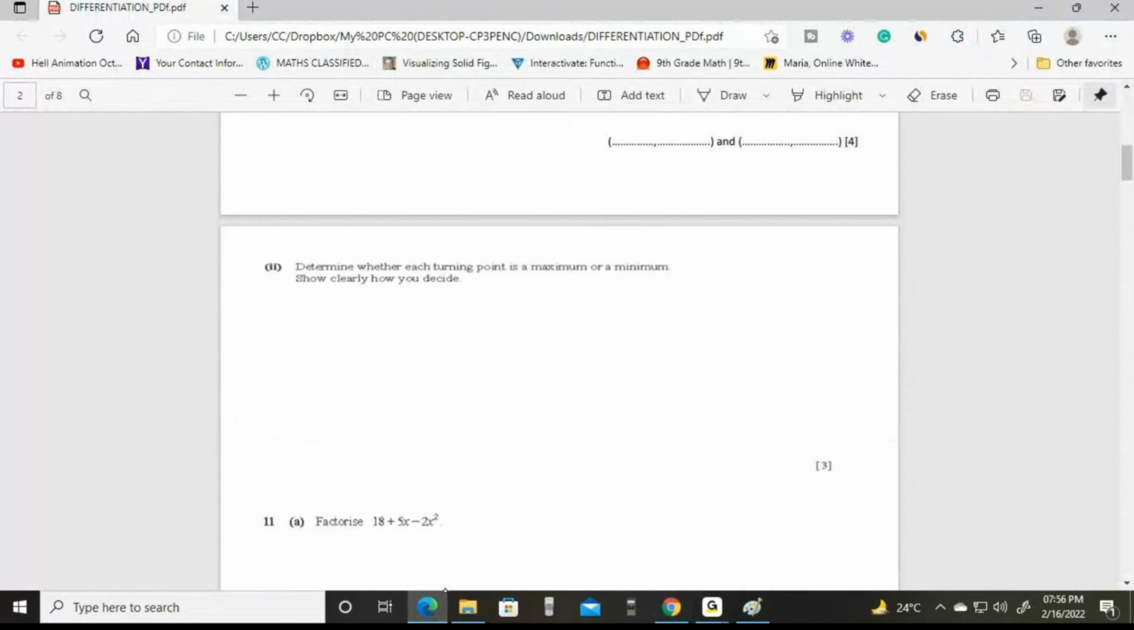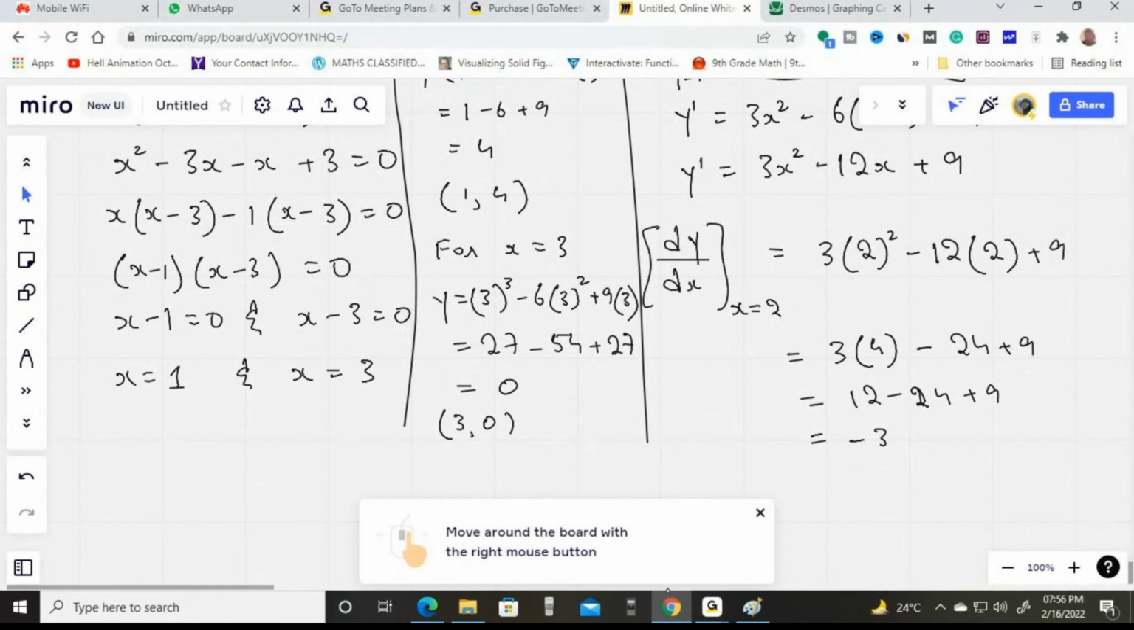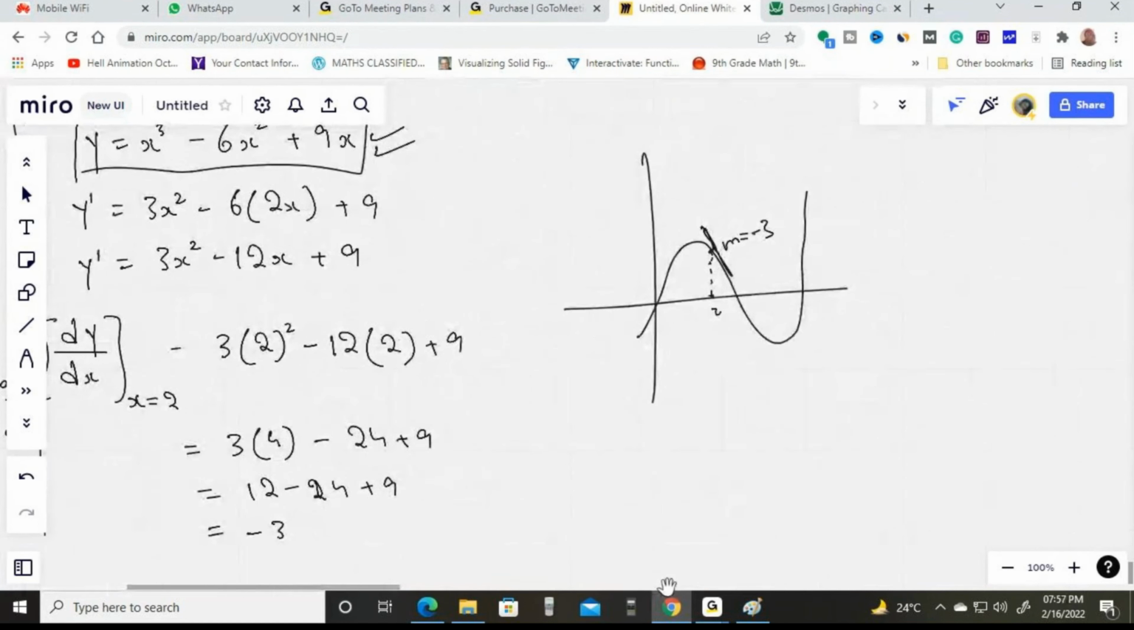Now here, they're asking: determine whether each turning point is maximum or minimum. Show clearly how you decide. Okay, now get the second derivative. It is 6x minus 12. That's it.